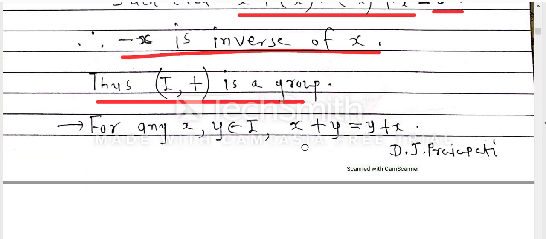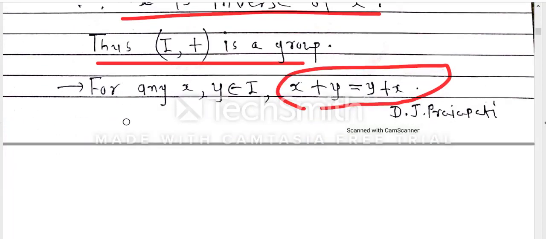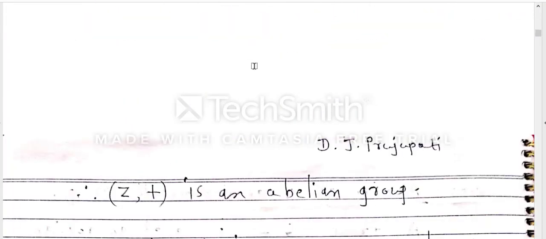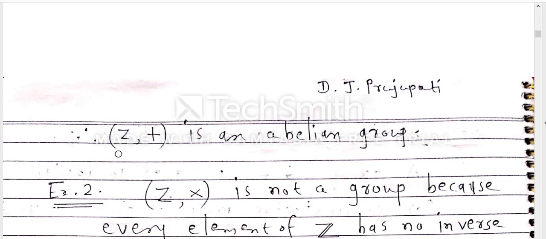Now we check about abelian group. So you can see x plus y equal to y plus x for all x, y belongs to Z. This is obvious. Addition of integers is always commutative. So the set of integers is an abelian group with respect to addition operation.